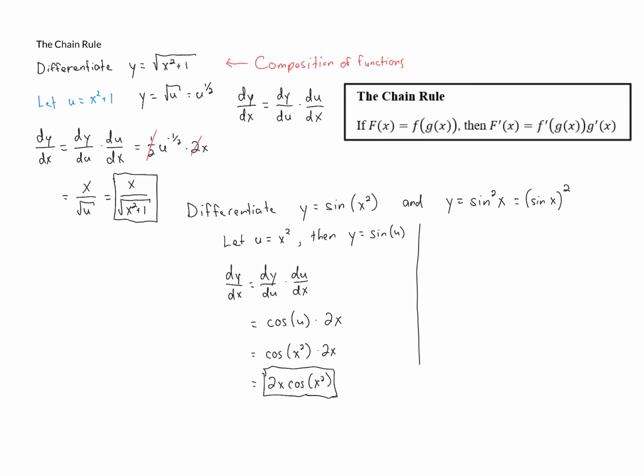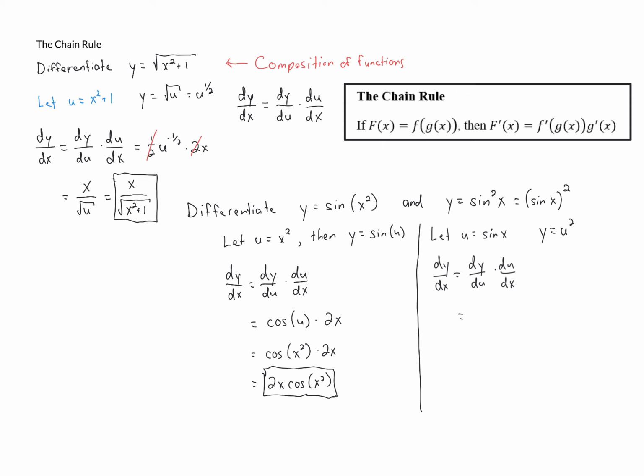Let's take a look at this other one. It's the same two functions, but the composition works differently here. So here the inner function is sine of x. So we can let u be equal to sine of x. And then in that case, y is equal to u squared. So again, our dy over dx we get by taking dy over du times du over dx.